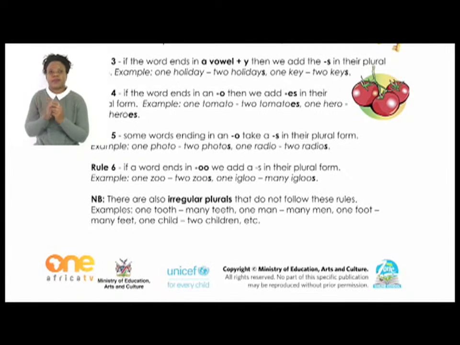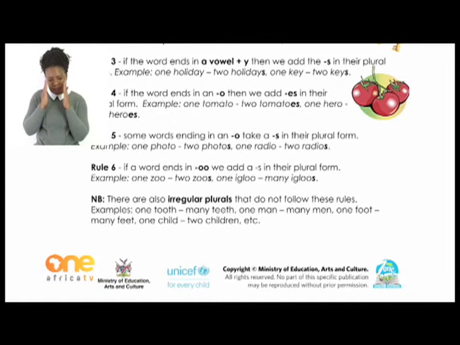Let's go to rule number 4, still on page 3. If the word ends in an O, then we add ES in the plural form. For example, potato ends in an O. We add ES there. Two potatoes, two tomatoes, a hero, two heroes. We are adding ES there. I hope we are following.